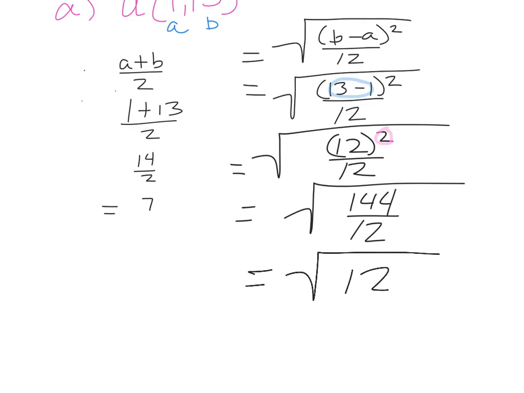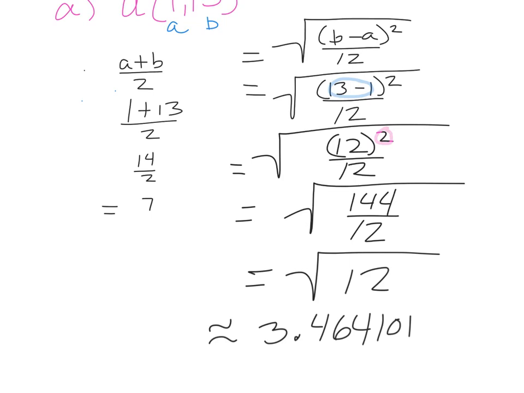Last but not least, we need to take the square root of 12 in order to get to our final answer. If I put the square root of 12 into my calculator, I get this big old crazy decimal, which is why I'm going to use a squiggly, because I'm going to estimate. It's like 3.464101, blah, blah, blah, blah, blah.